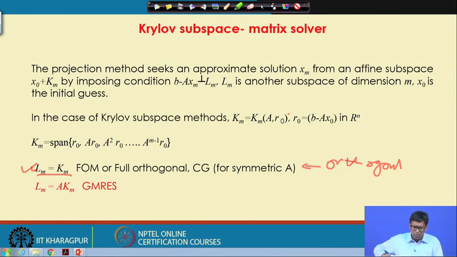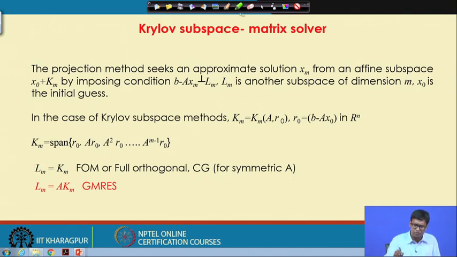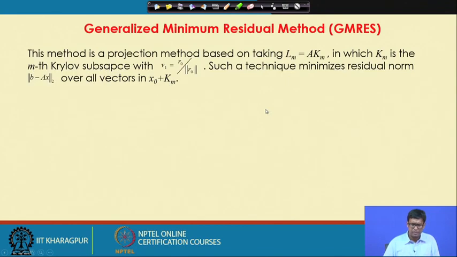And now we will look into GMRES, which is an oblique projection method, as Lm is not equal to Km. b minus A xm is not orthogonal to Km, rather it is orthogonal to A Km. So, let us see what we mean by that.